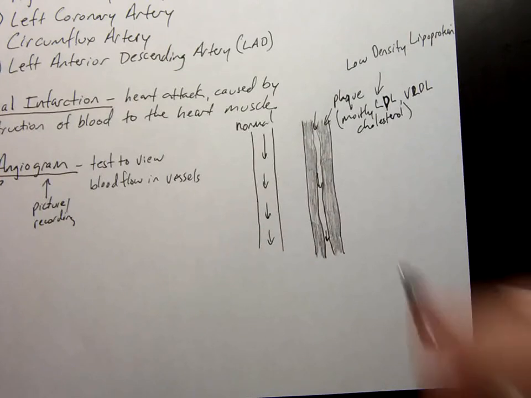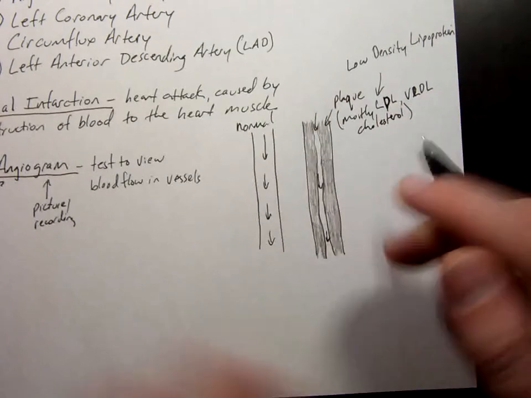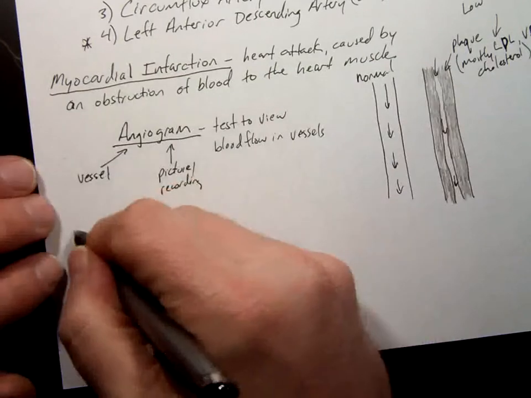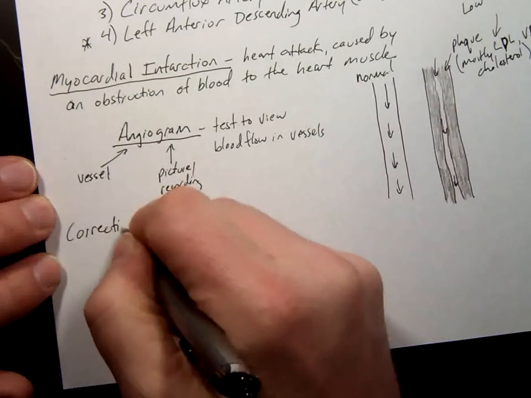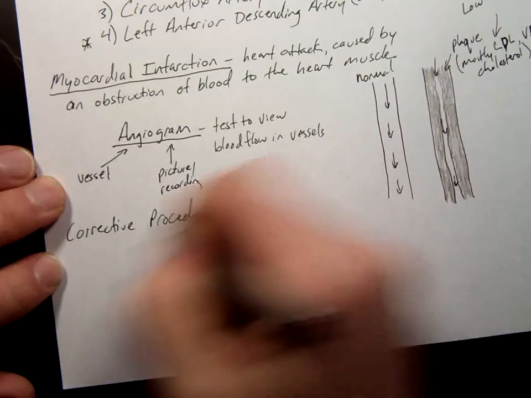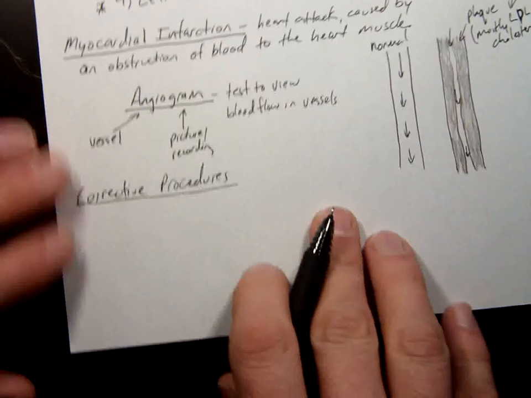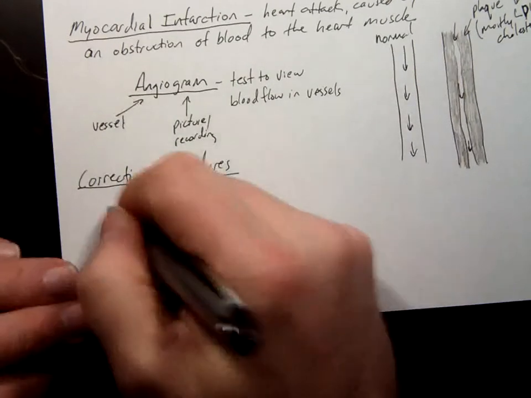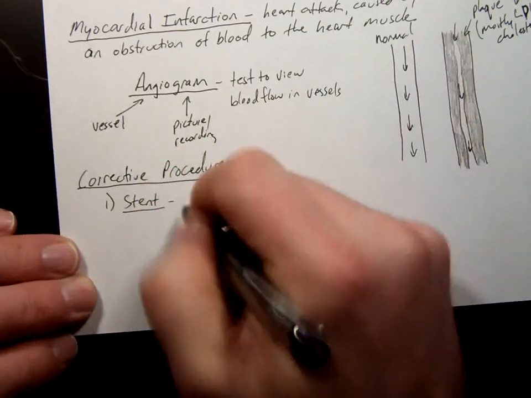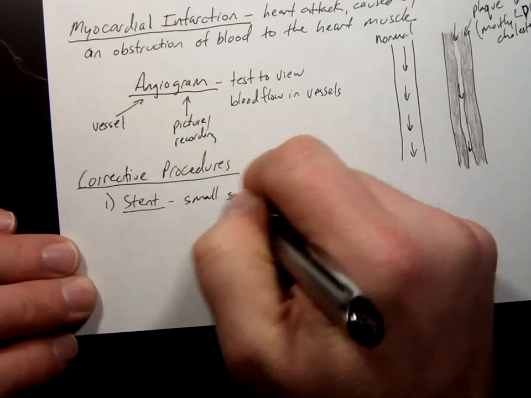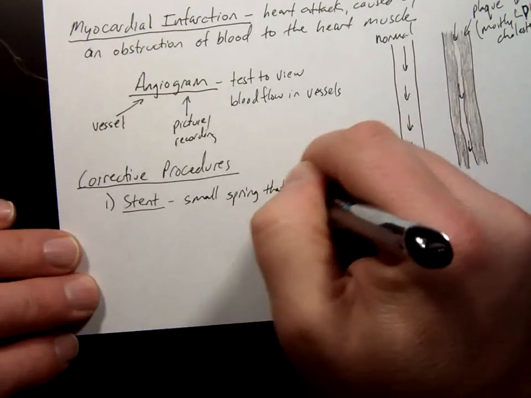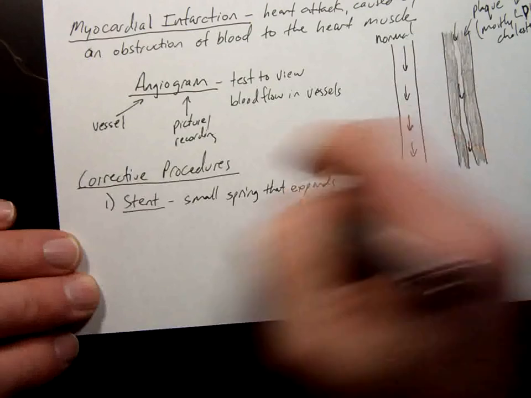Okay. So treatments then. Corrective procedures. And they're not limited to just these two. These are just the two most common corrective procedures. First is what we just talked about, the stent. A stent is a small spring that expands blood vessels.